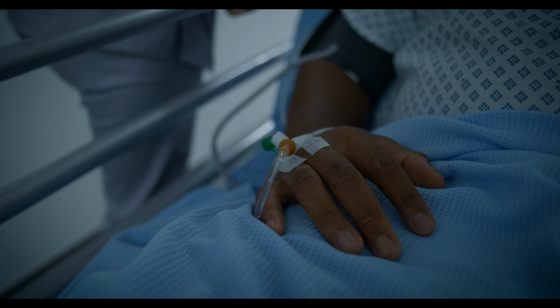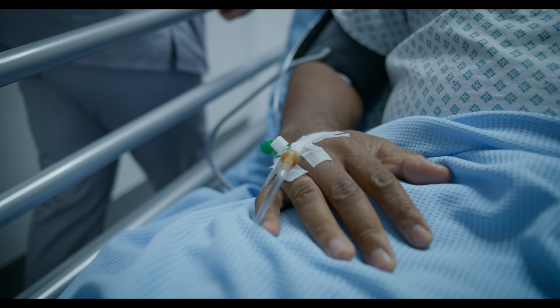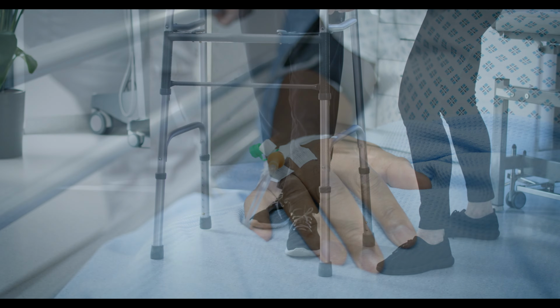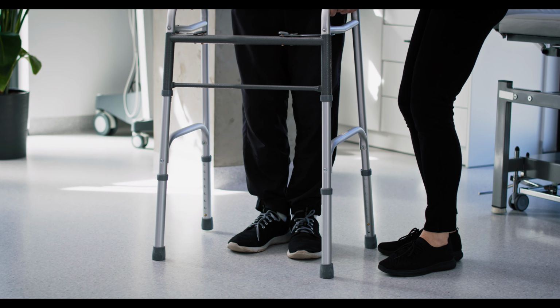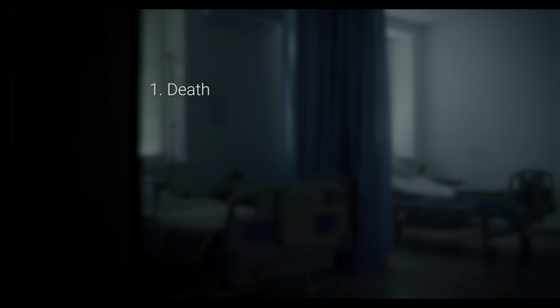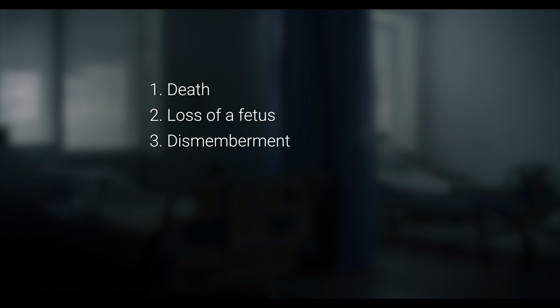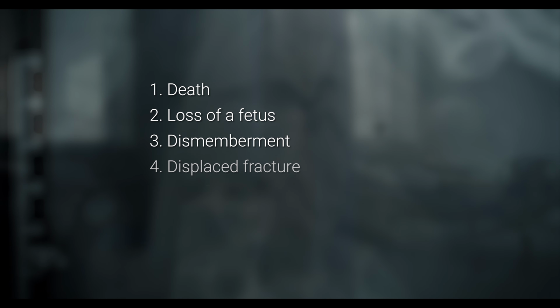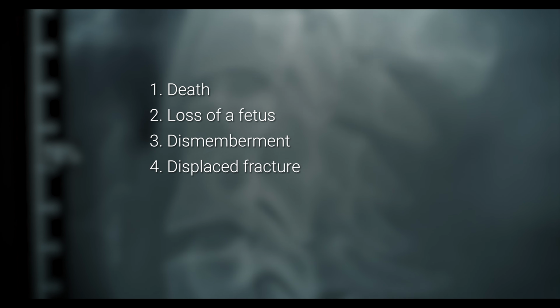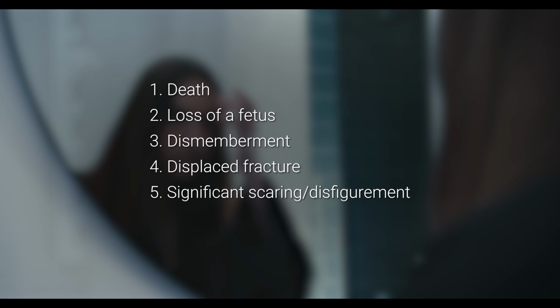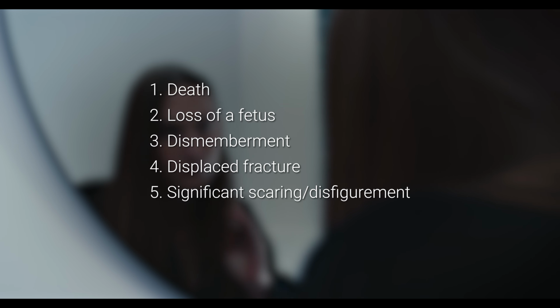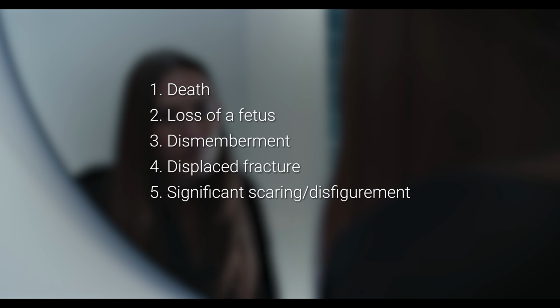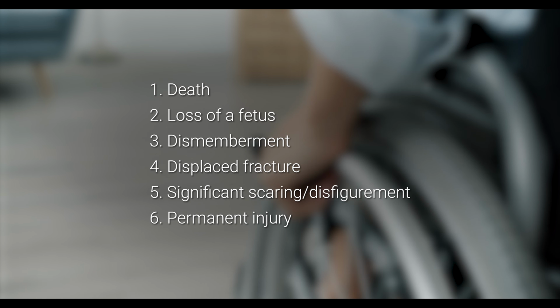If you're injured and want to bring a claim or a lawsuit with a limitation on lawsuit in your insurance policy, and that's the election, to sue for pain and suffering, a person has to prove one of 6 injuries to sue for pain and suffering to get compensated for the pain and suffering and the injuries. Death, loss of a fetus, dismemberment, which means loss of a limb, displaced fracture, meaning the fracture goes all the way through the bone, significant scarring or disfigurement, meaning someone can see it from 5-10 feet away and it's obvious. And then number 6 is permanent injury.